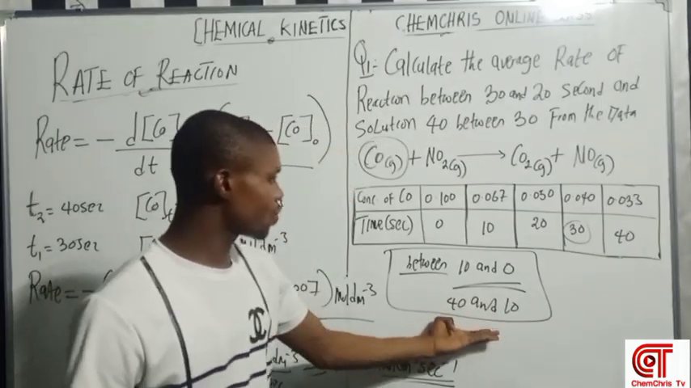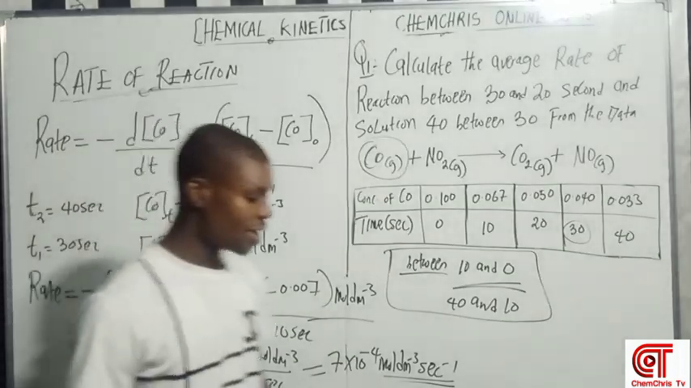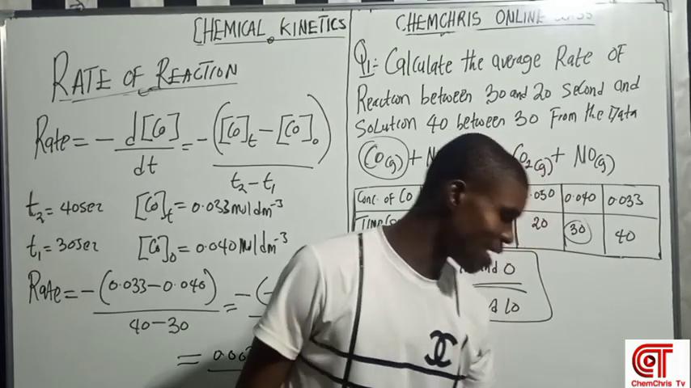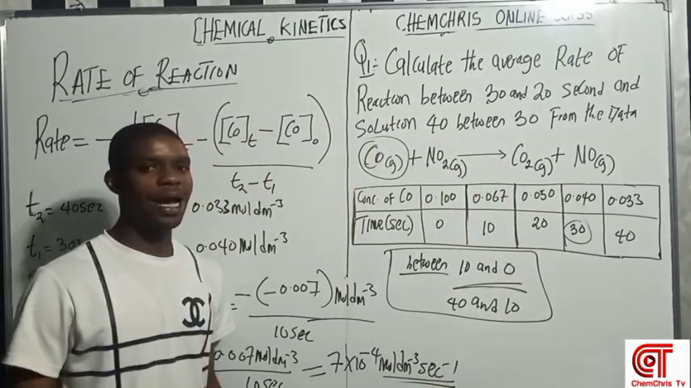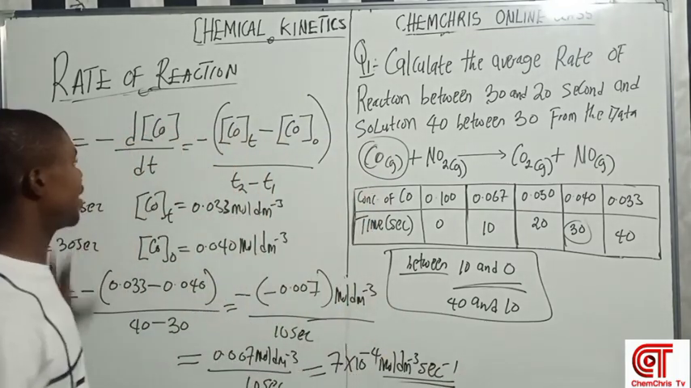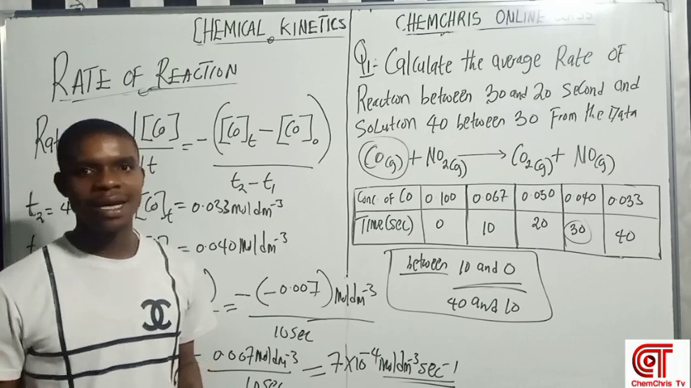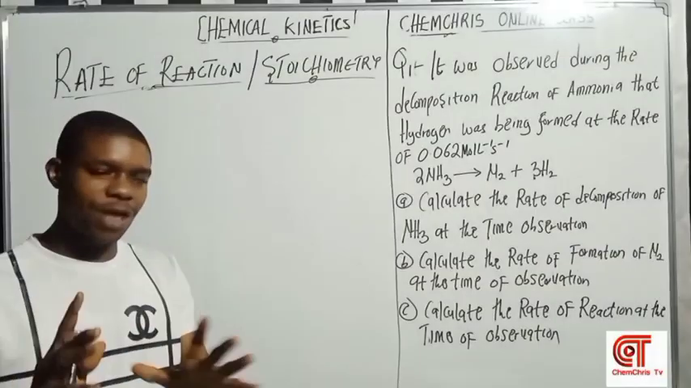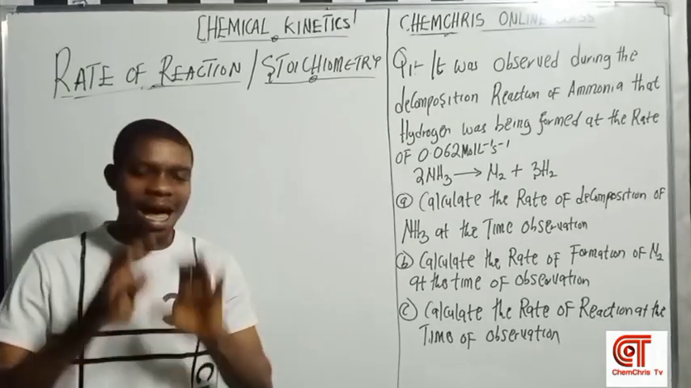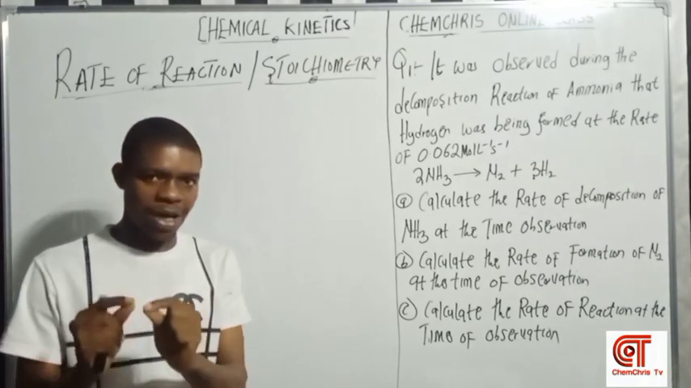So go ahead and solve this one for me. This is all about the average rate of reaction. In our private group, you are still going to solve more problems. The next one to look at now is rate of reaction and stoichiometry, which is very important. So let's look at rate of reaction and stoichiometry calculation. Moving over to the next thing, which is rate of reaction slash stoichiometry, and this is the main focus of this class. So you have to pay close attention.